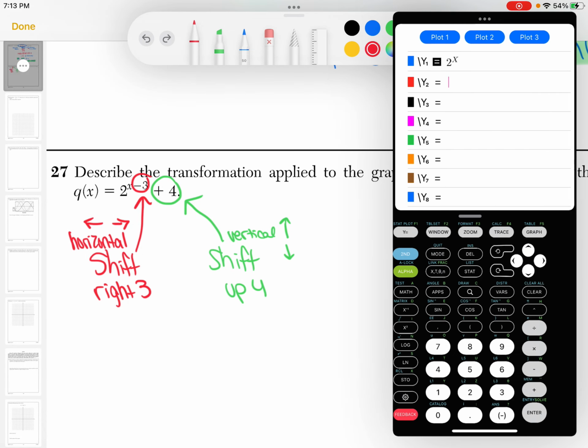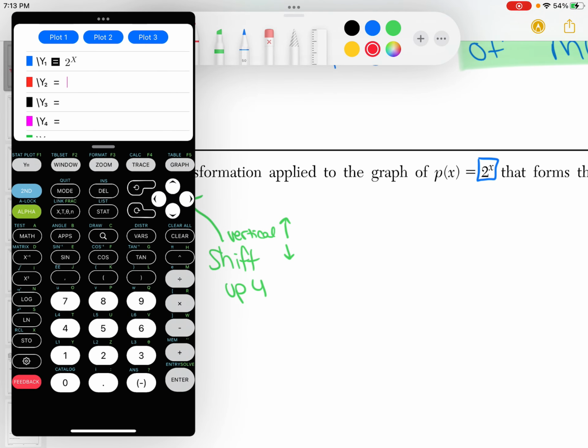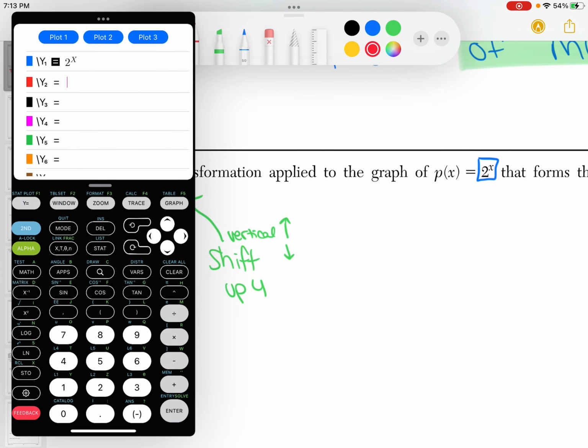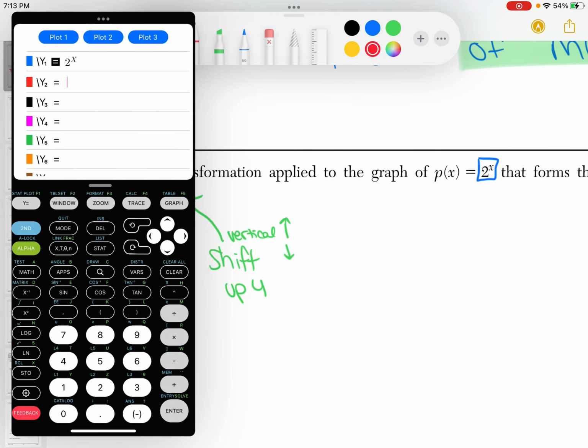Oops, I lost it. 2 to the x. Oh, gosh. Sorry. I wonder how, there we go. Oh, my. I didn't know it could do that. That was fun. 2 to the x minus 3.